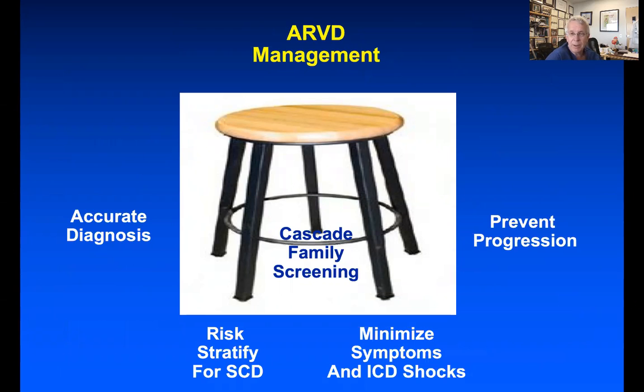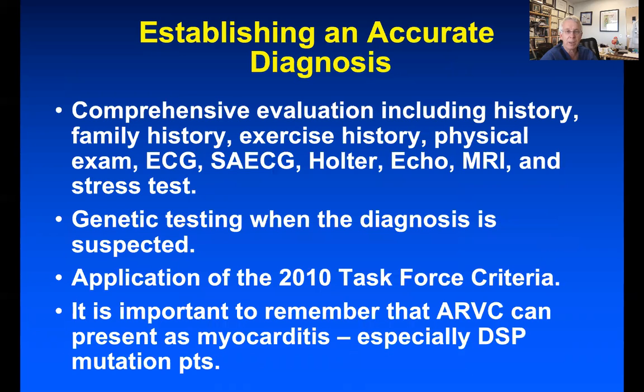We also want to prevent progression. We know ARVD is progressive and want to stop that or slow that. And finally, we want to screen first-degree family members who may have the genetic abnormality, may be at risk for ARVC, and this gives us a chance to diagnose them early before they die suddenly or have some other problem.